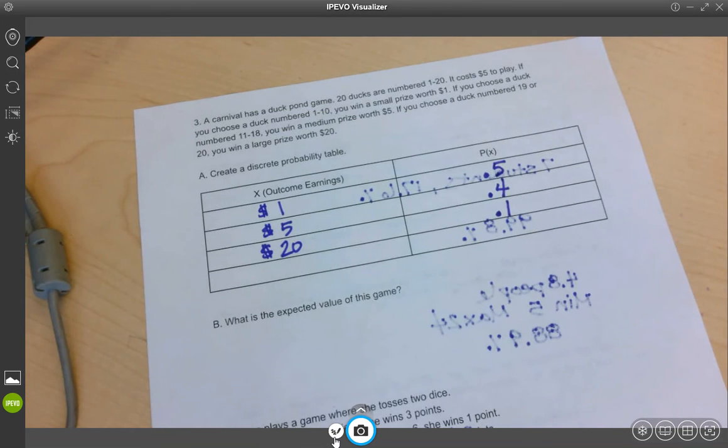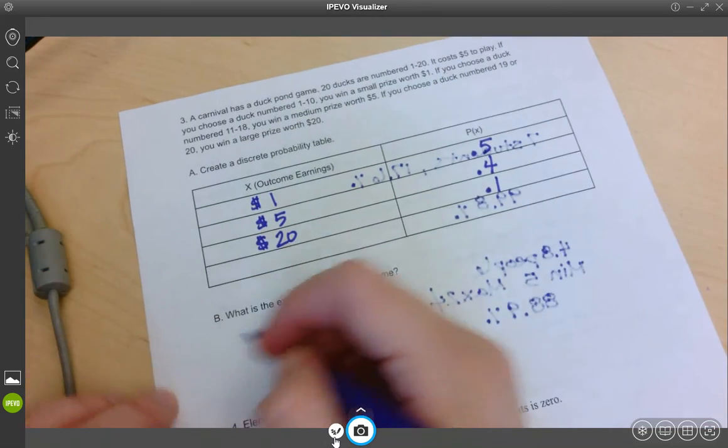So we had 50%, 40%, and 10%. To find the expected value, you multiply the outcome times the probability, but in the end, you have to subtract the cost of playing the game. So what is the expected value of the game?